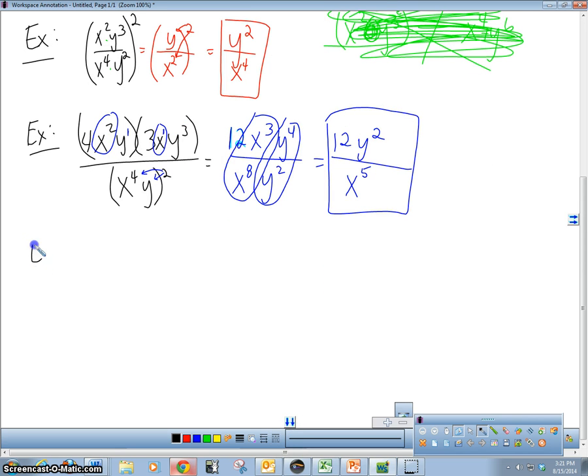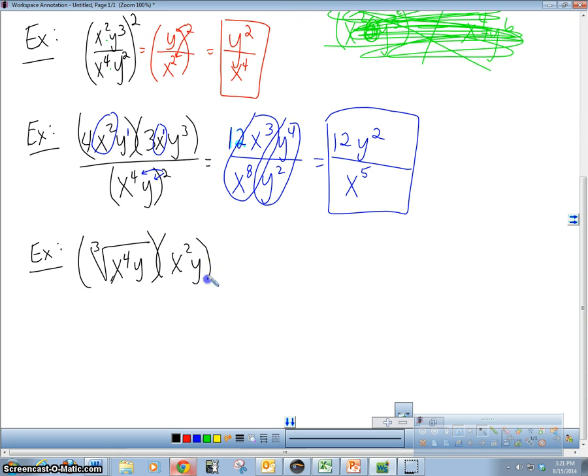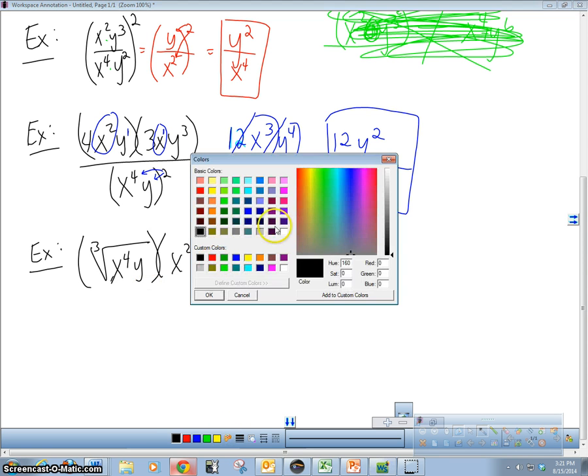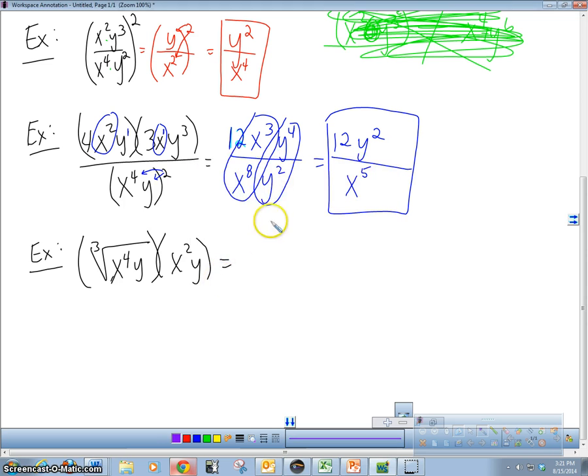Okay. Here's another example. It's my last example for this video. We're going to have the cube root of x to the 4th y, times x squared y. Okay. So for this one here, I like purple. Purple's fun. Let's go with purple.